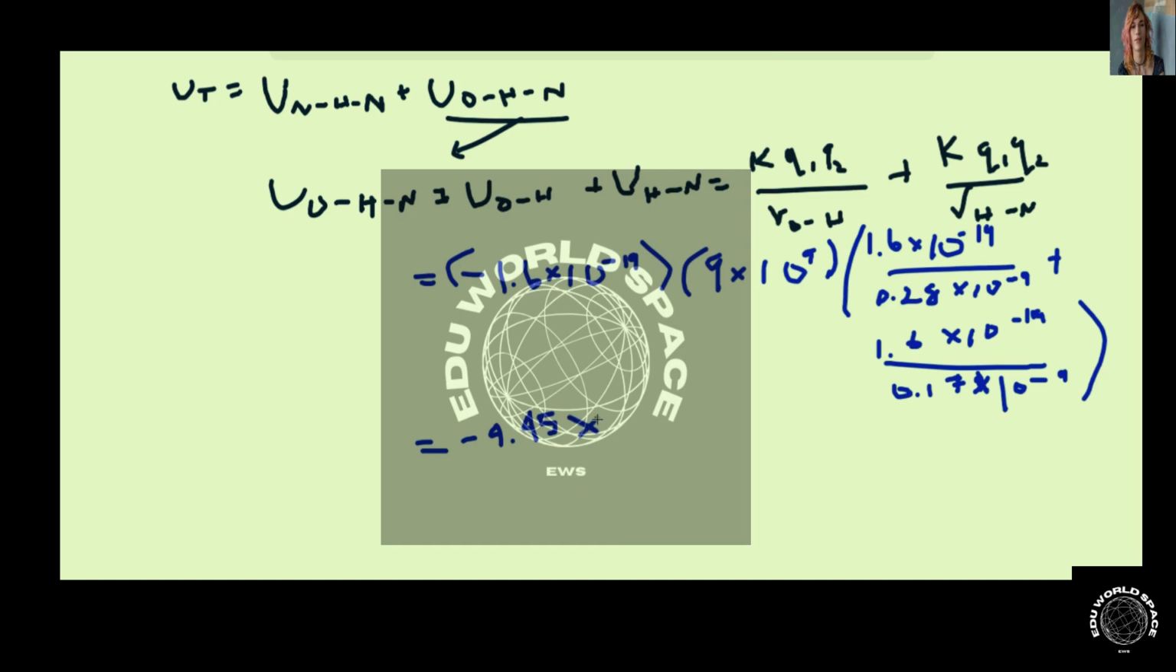So negative 4.45 times 10. It's actually, sorry, I'm getting ahead of myself there. That's actually negative 5.32 times 10 to the negative 19 joules.